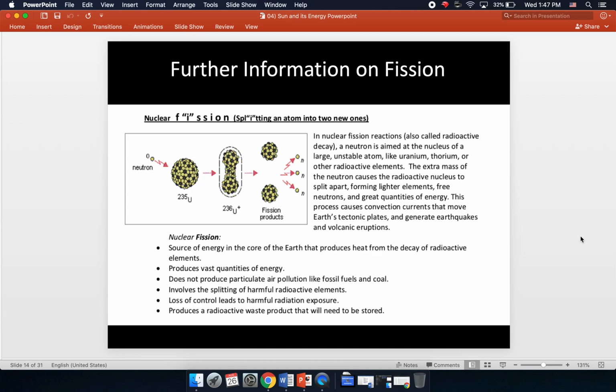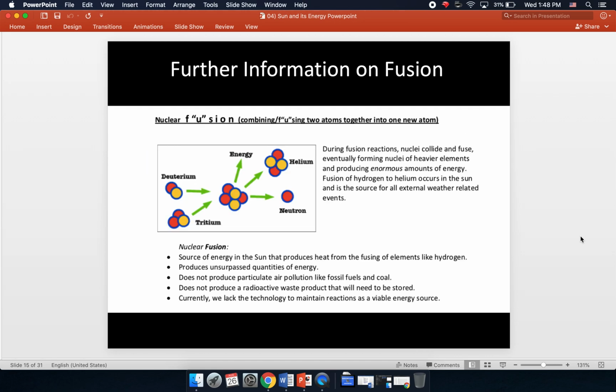All right, nuclear fission involves the splitting of harmful radioactive elements. Loss of control of the fission reaction can lead to harmful radiation exposure. Also, fission produces a radioactive waste product that will need to be stored and monitored, and we think it'll be dangerous for the next 10,000 years. So we really don't want to produce that. We would really like to move from fission, which in some ways is advantageous when compared to burning fossil fuels, to fusion, which we believe will be a lot better for us.